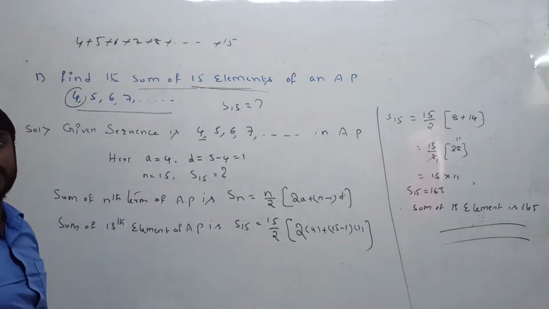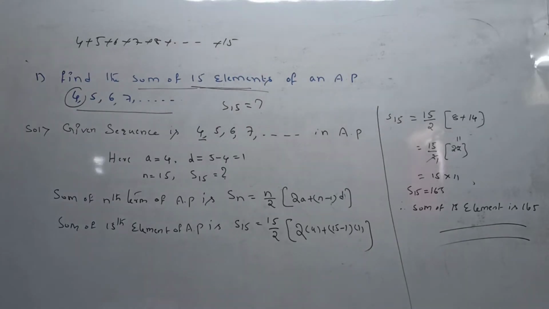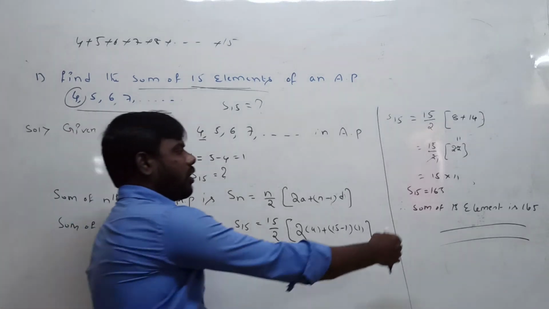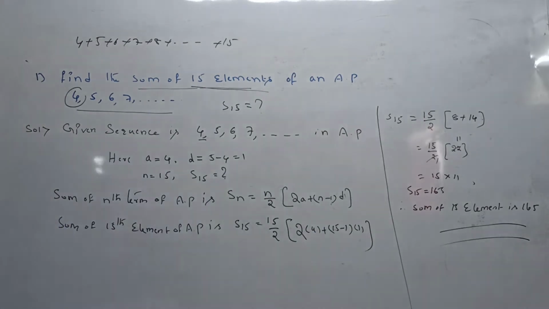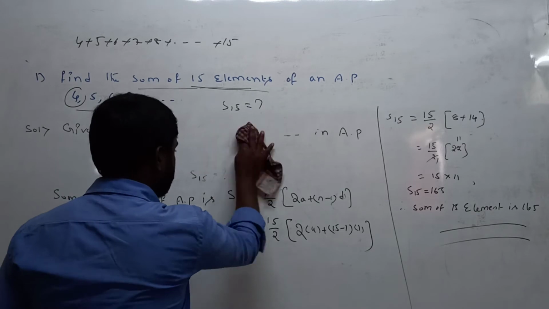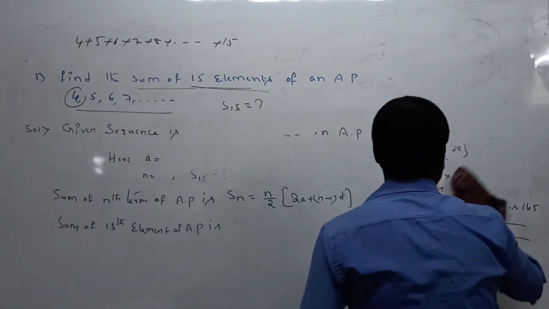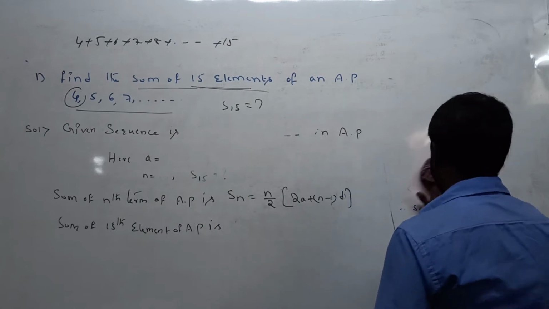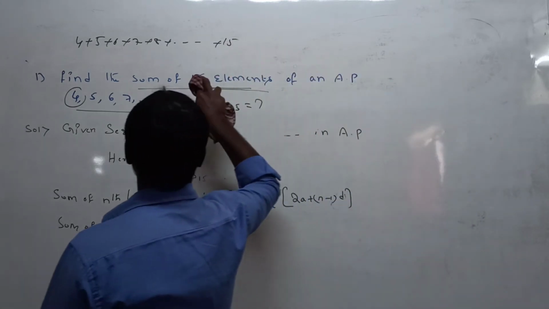That's why, whenever they are asking the sum of n elements, you can easily apply the sum of nth terms of the arithmetic progression formula. Finally, we got what they are asking. Is it clear? Next question. Very easy, only applying the sum of nth terms of the arithmetic progression.